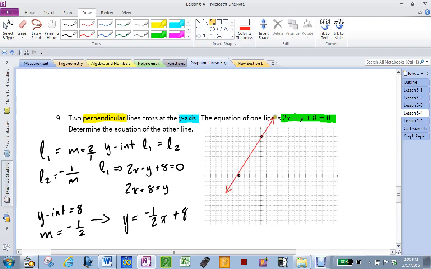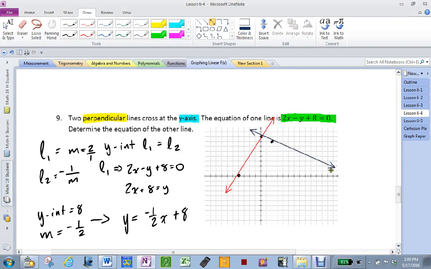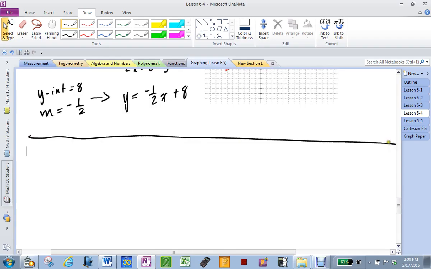Now, if you were going to put it on a graph, you'd go up to plus 8. 1, 2, 3, 4, 5, 6, 7, 8. Give me a slope of positive 2. So up 8 and over 4. That gets me my positive 2 slope, yes? And then the other one was down 1 and over 2. And that gets me line 2, which I will change colors. And this line, there's the 90 degrees. Is everybody good?